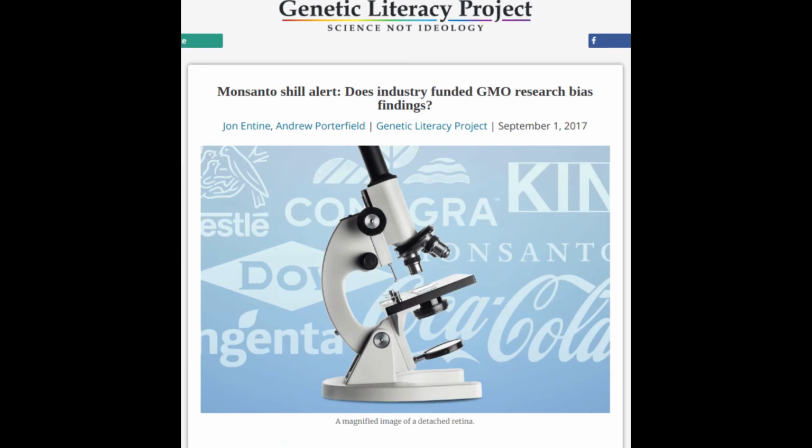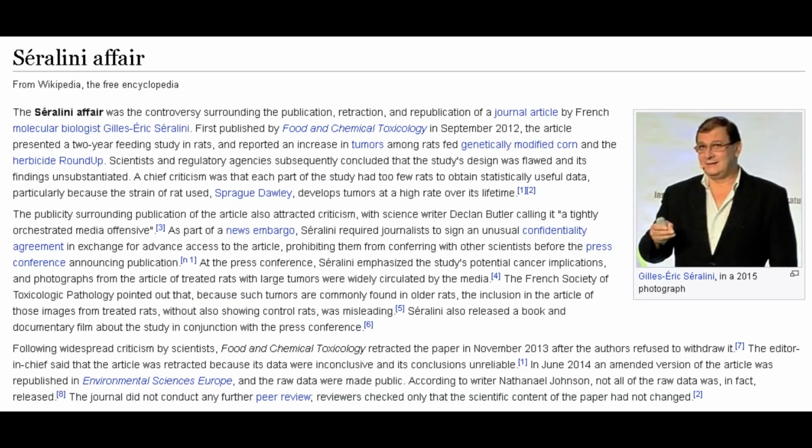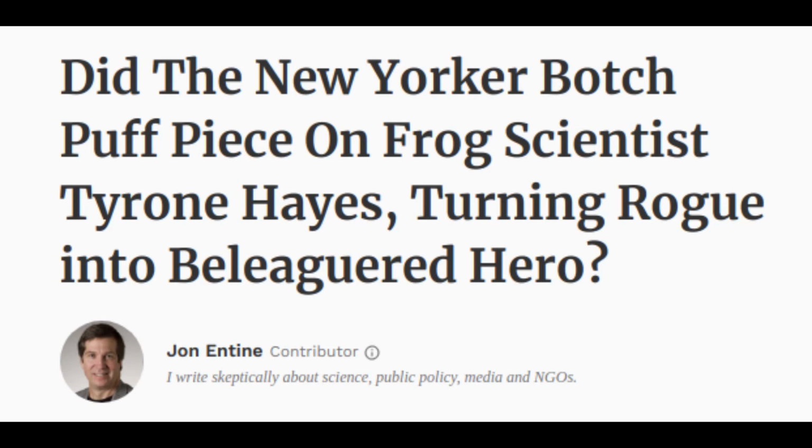Biases may also arise from many non-monetary reasons. This is generally out of a desire for notoriety or ideological belief. Seralini and Hay are researchers who are notorious for this.